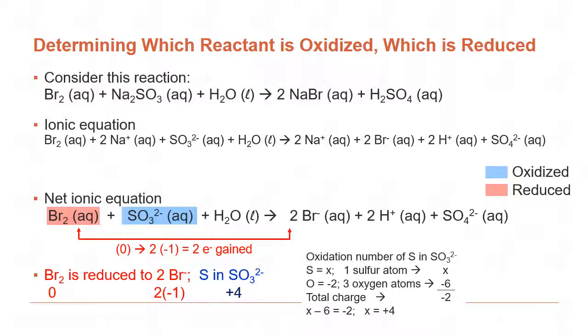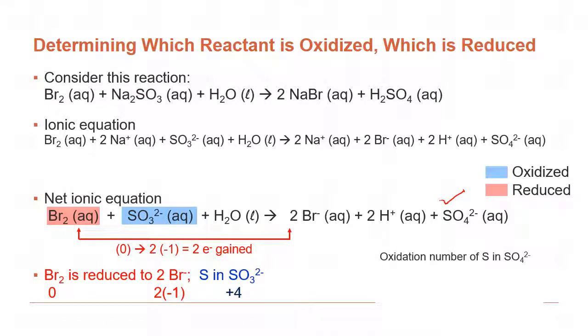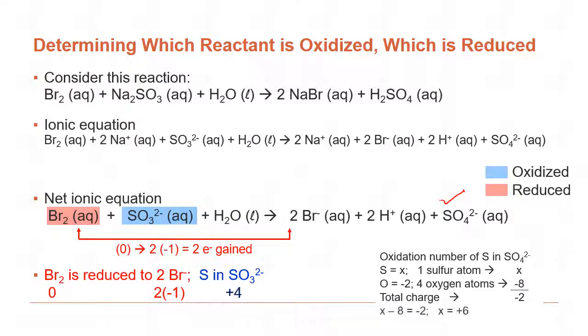Let's do the same thing for the sulfate species. Oxidation number of sulfur in sulfate we'll assign as X. There's 1 sulfur atom. Oxygen's a -2, there's 4 of them, so there's a -8 contribution. The overall charge is -2, so X minus 8 needs to be -2, meaning X is +6, or sulfur in the sulfate ion is going to have an oxidation number of +6.